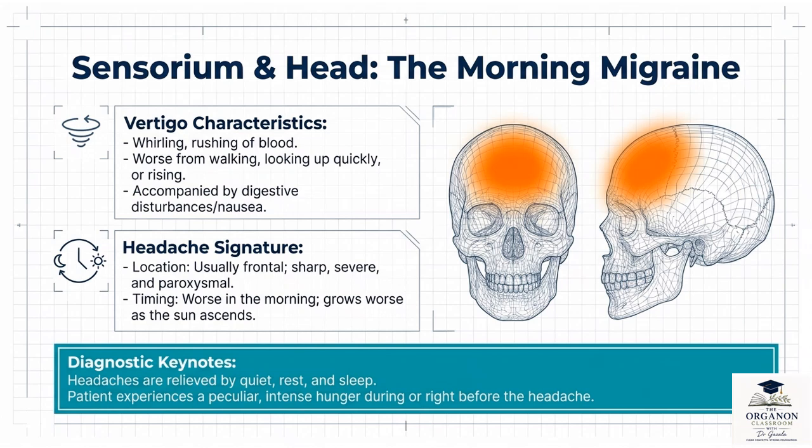Which remedy is the one which is aggravated at noon? Please write it down in the comments if you know, and it helps a lot in such types of cases. Diagnostic keynotes: headaches are relieved by quiet rest and sleep. Patient experiences a peculiar intense hunger during or right before the headache starts. Okay.